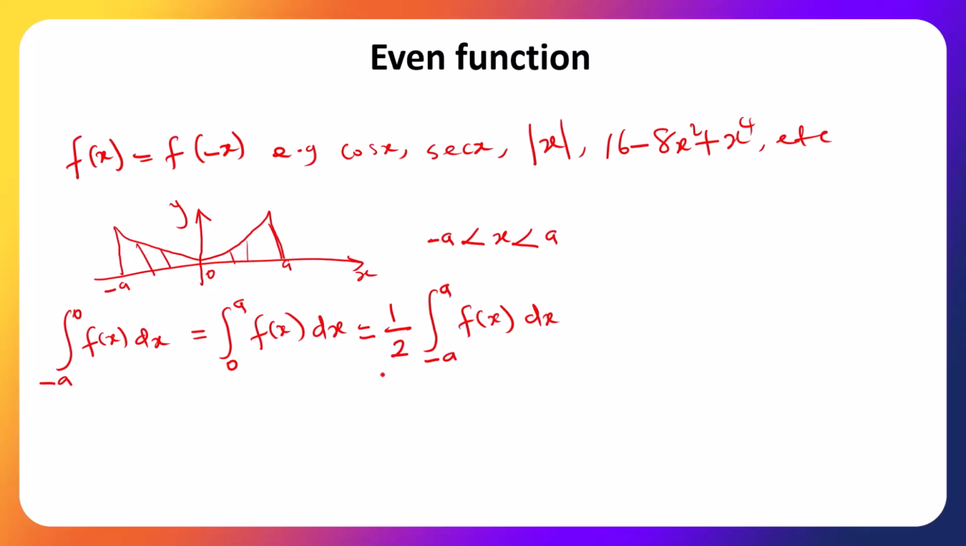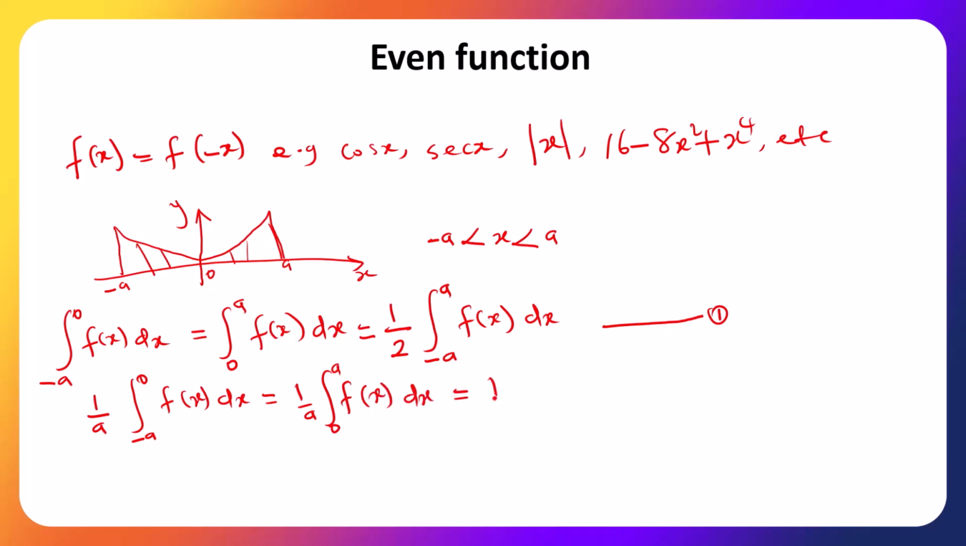So if we call this equation 1, and we divide equation 1 by a, then we have something that looks like this: 1 over a, the integral of minus a to 0 of f of x dx, which is equal to 1 over a, the integral from 0 to a of f of x dx, and this will give us 1 over 2a, the integral of minus a to a of f of x dx.